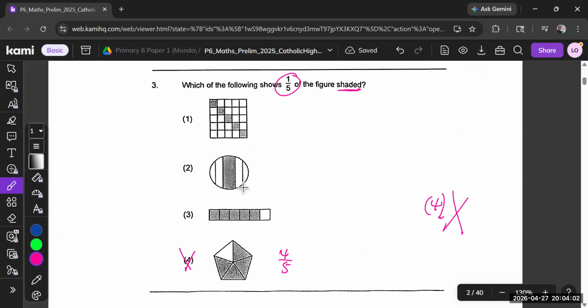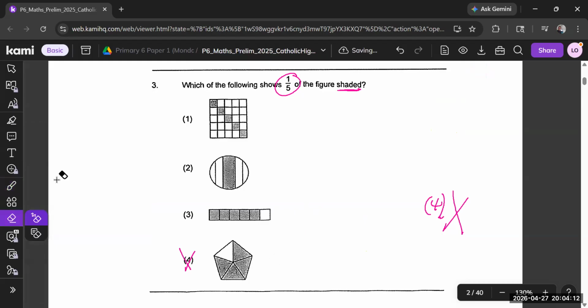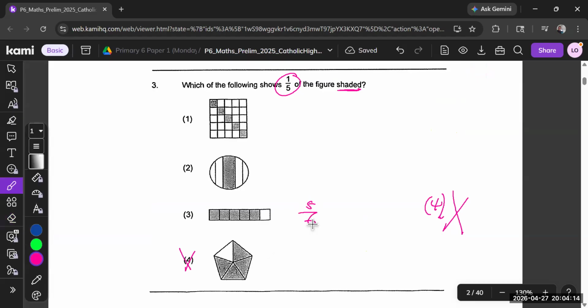Okay, now if you look at number 3, this is 1/6 unshaded. And by the way, number 3 is what? Number 3 is 5/6 shaded. Okay, 5/6 shaded, you want 1/5. For number 4, is 4 out of 5 shaded. So which is also not correct.